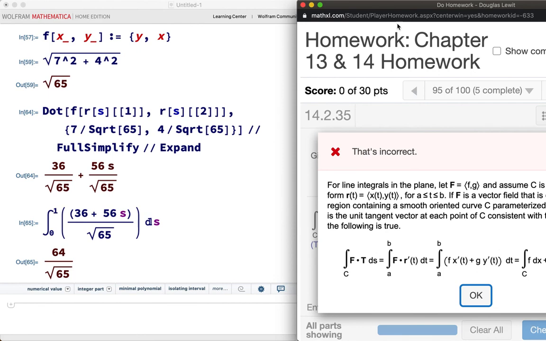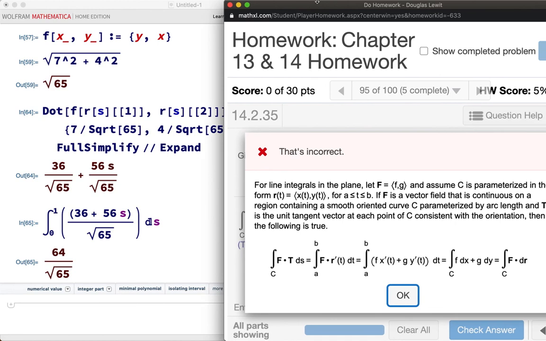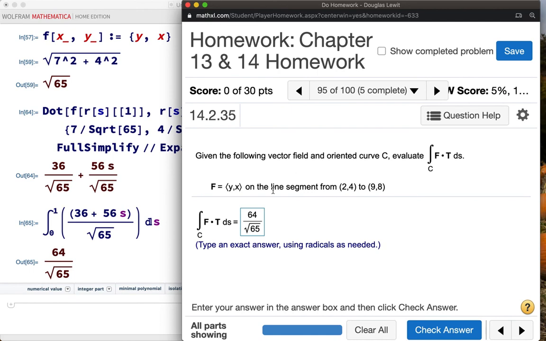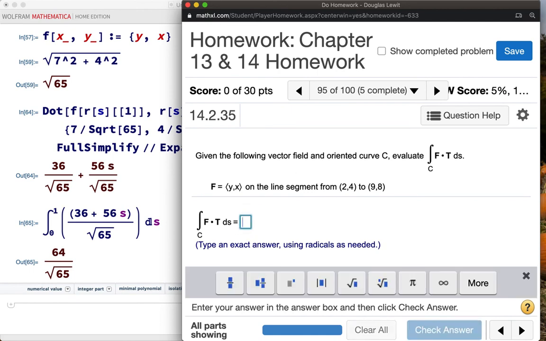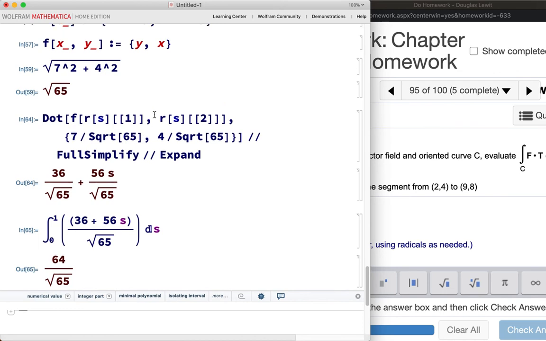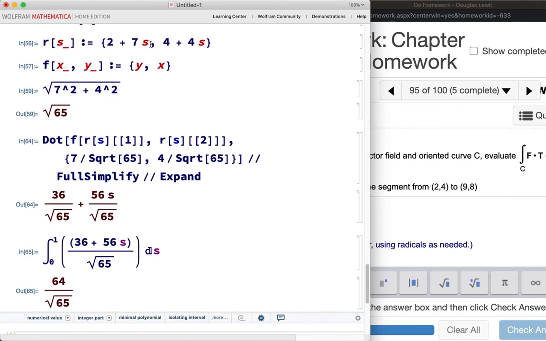Okay, so why is this not correct? I made a mistake. So what is the problem? T is the unit tangent vector at each point. I think the answer is just going to be 64. I have a feeling I'm simply supposed to take the derivative of each component, and I'm not supposed to divide those derivatives by the norm of the vector.